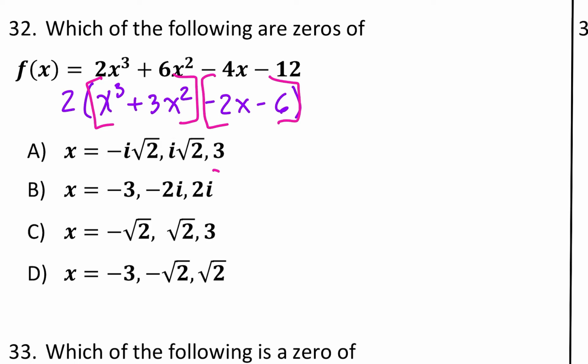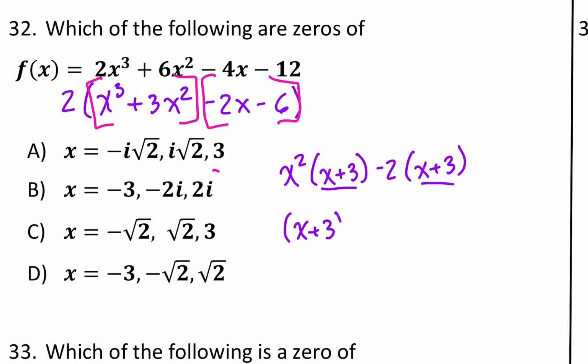So I still got this 2 in front. We'll bring it back at the end. But if I look at the first grouping, what would factor out of x cubed plus 3x squared? Well, that's going to be an x squared. So I end up with x squared factored out, and I got x plus 3. And the second one, I can factor out negative 2, and I got x plus 3. And it looks like that's going to do it for us. As long as these two things match, we're going to get a good answer. So we got x plus 3 and x squared minus 2.